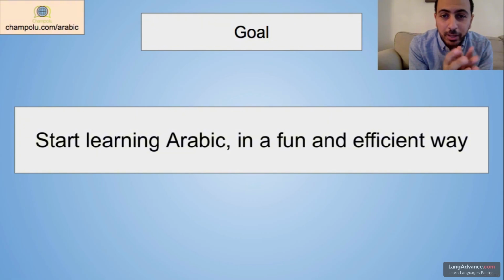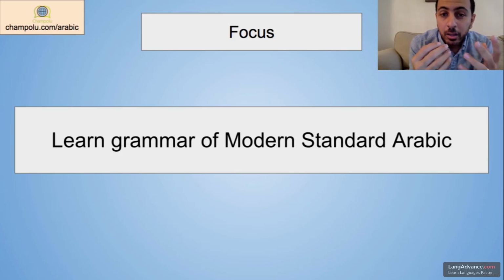Let's start by defining our goal from the course. So our goal is to start learning Arabic in a fun and efficient way. Our focus in this course is to learn the grammar of modern standard Arabic. This is important to stress because we are just learning the grammar. We're not learning the vocabulary or the phonetics or the conversation or anything. And we are focusing on modern standard Arabic, not any of the dialects that are widely spoken in the Arab world.